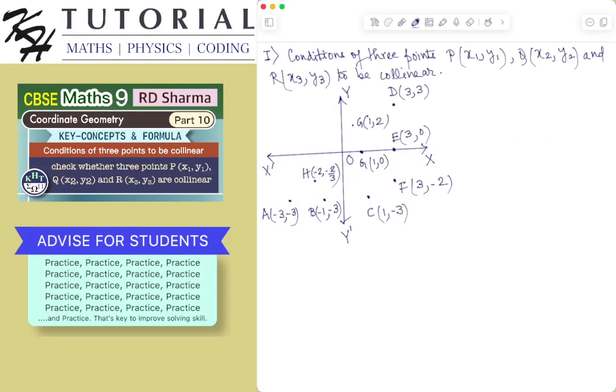Okay, so the question is that we are given 3 points P, Q, R. The coordinates of the point P are x1, y1. The coordinates of the point Q are x2, y2, and the coordinates of the point R are x3, y3. And we need to check whether these 3 points are collinear or not. 2 points are always collinear in the Cartesian coordinate system, but to check whether the 3 points will be collinear or not, that is the question.